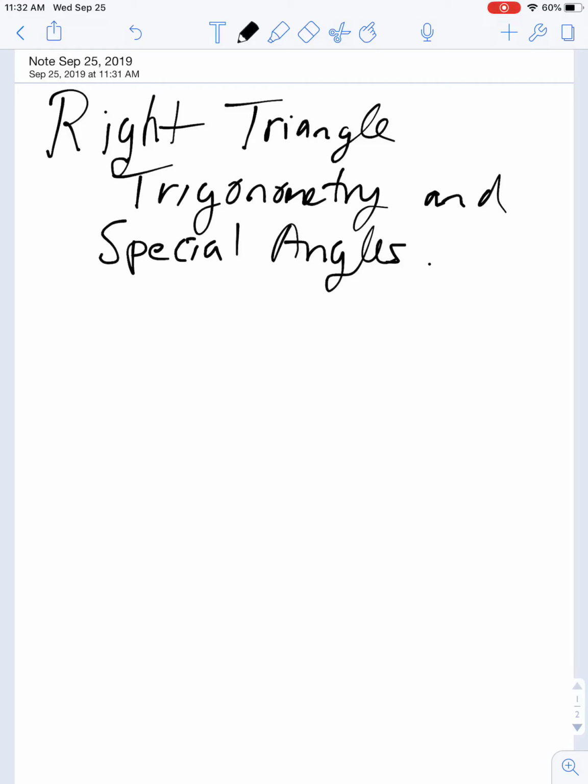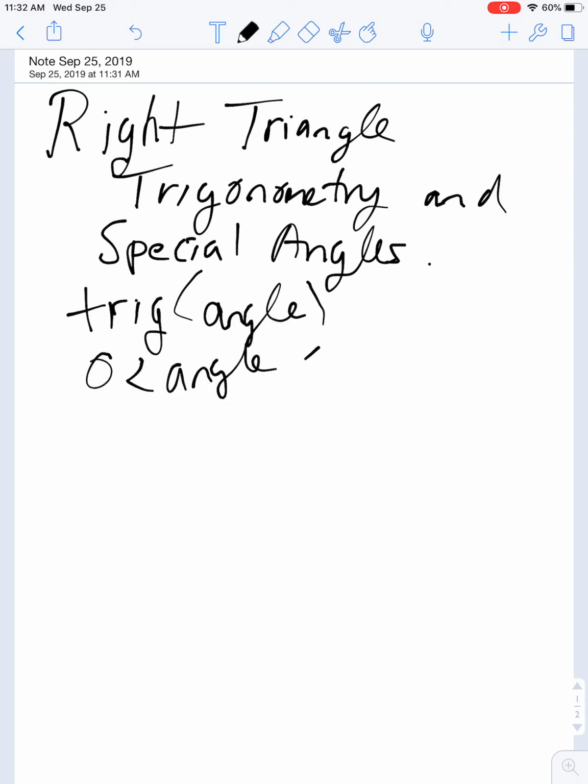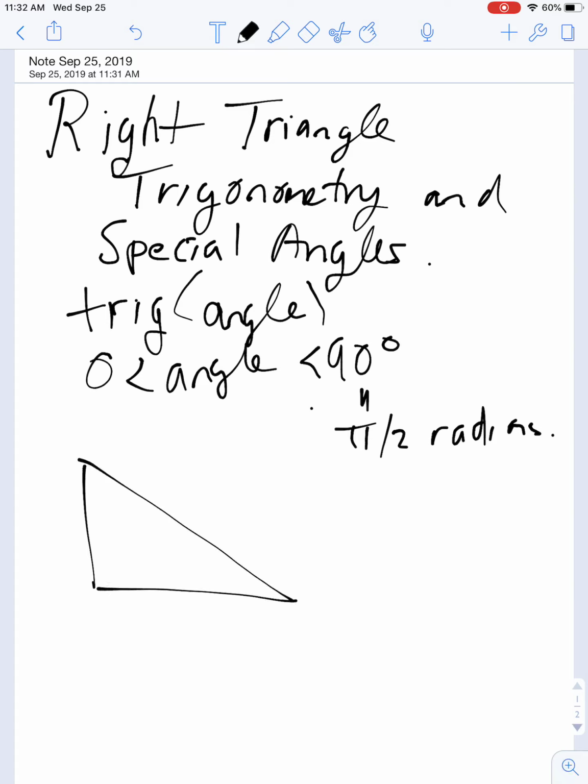Okay, so our next review topic is right triangle trigonometry and special angles. With right triangle trigonometry, we're always assuming that we're taking our trig function of some angle where the angle is between 0 and 90 degrees, or in radians, pi over 2. So then we can think about, okay, what does that angle look like in a right triangle?